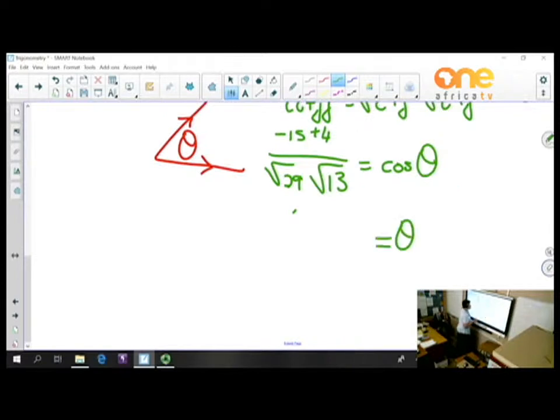Second function cosine, you divide here, my answer is 124.5 degrees. Again, there's a negative there, that's why I have a negative answer here. It's an obtuse angle that you will get there.